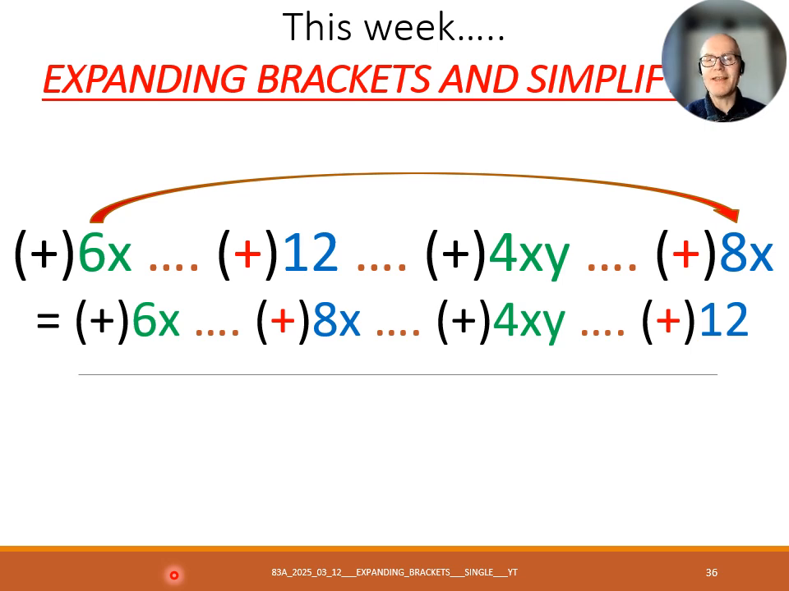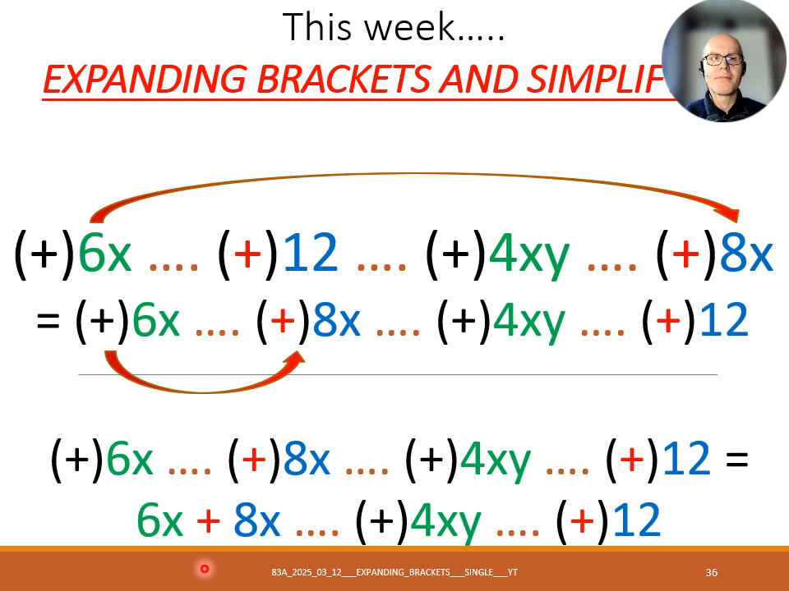So you're putting together side by side the 6x and the 8x to give you positive 6x and positive 8x side by side. The next step is we're going to drop the positive in front of the 8x and make that an add. So we've got 6x plus 8x, and then we've still got the positive 4xy chunk and the positive 12 chunk.